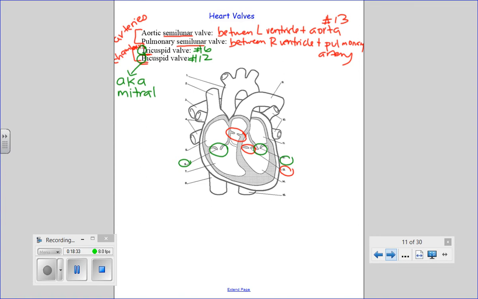Now the tricuspid valve is between your right atrium and ventricle, and your bicuspid valve is between your left atrium and ventricle.